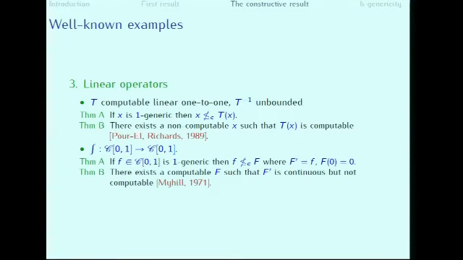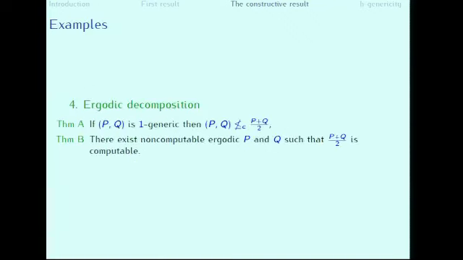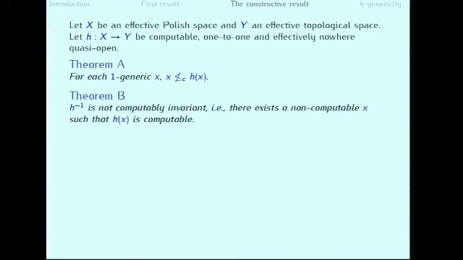So another thing is that we go back to this particular result, that there is a computable function whose derivative is continuous but not computable. And we get the answer to our question, which is that there exist non-computable ergodic measures whose average is computable.